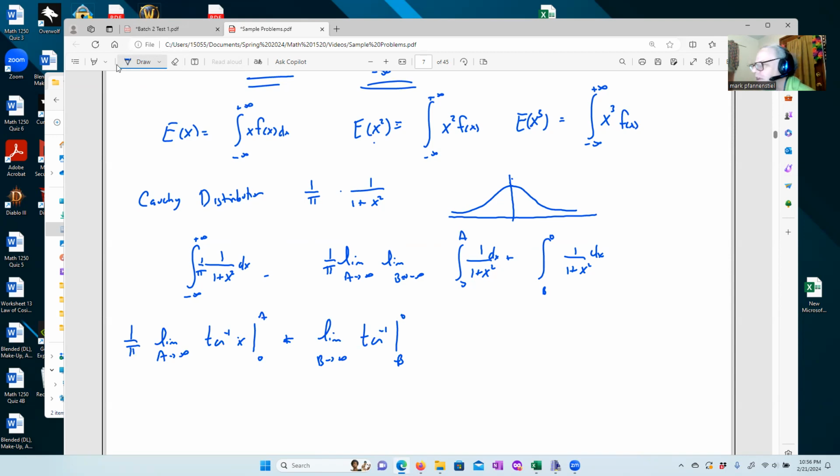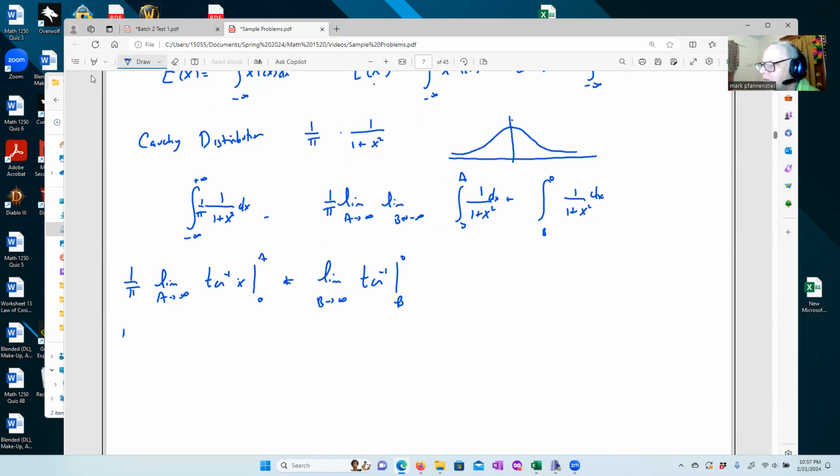Okay, and then we're going to go ahead and plug in our limits and see what happens. So we have 1 over pi. Here we have inverse tangent of a minus inverse tangent of 0, plus, and we'll still have that 1 over pi here, inverse tangent of 0 minus inverse tangent of b. Again, limit as b goes off to negative infinity from up here. Okay, and we'll go ahead and evaluate those.